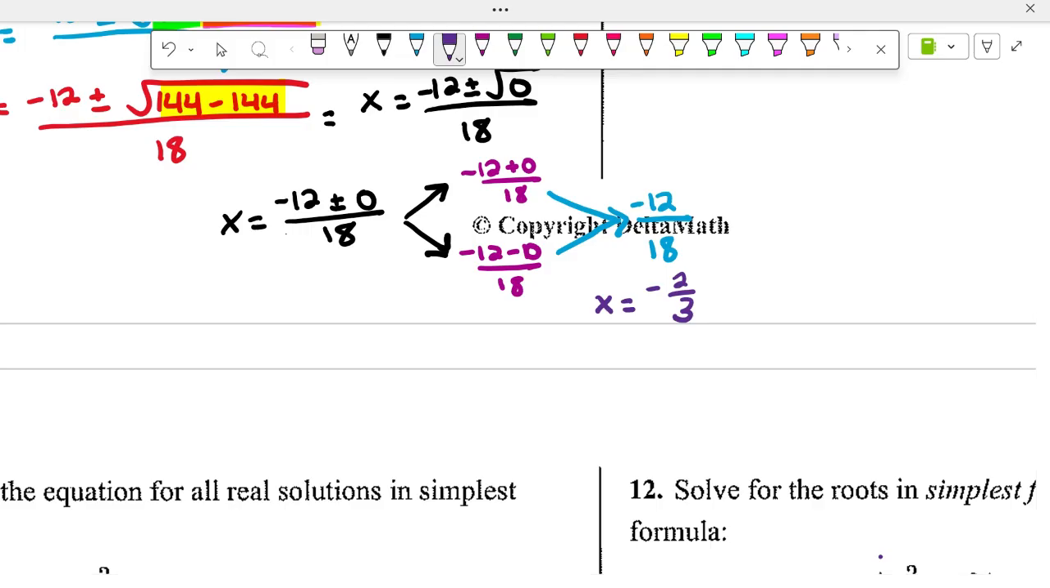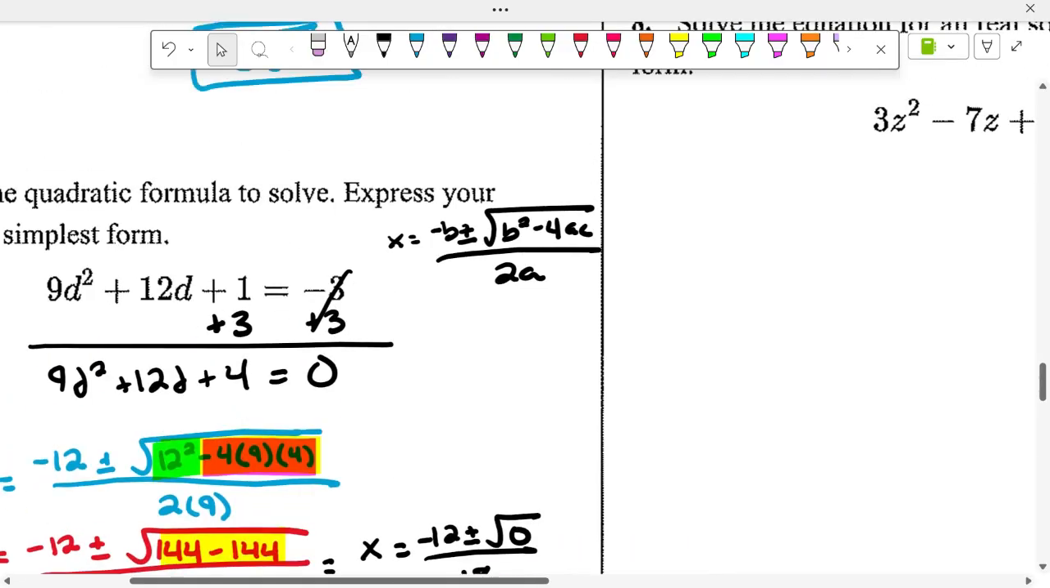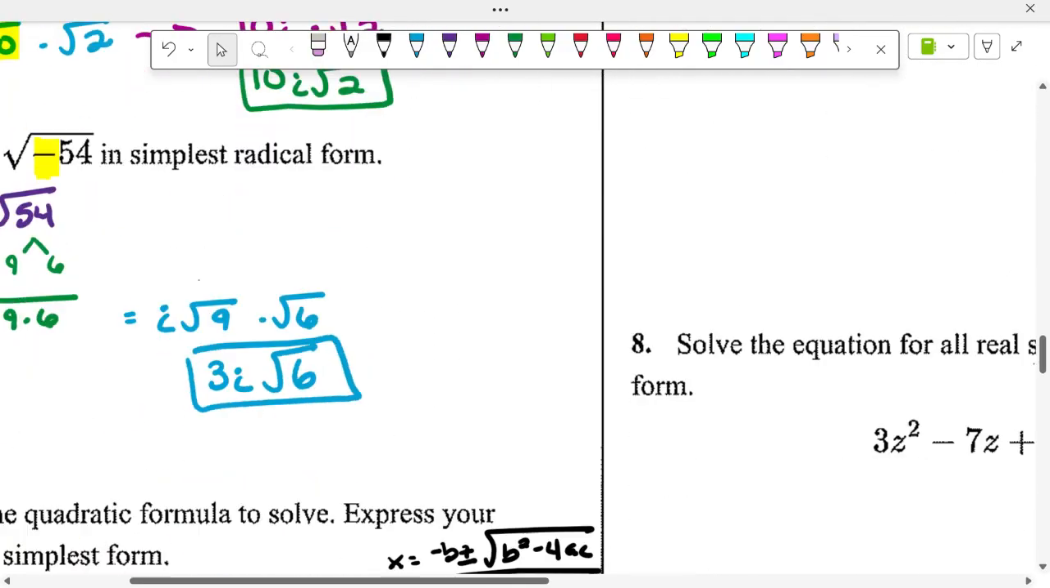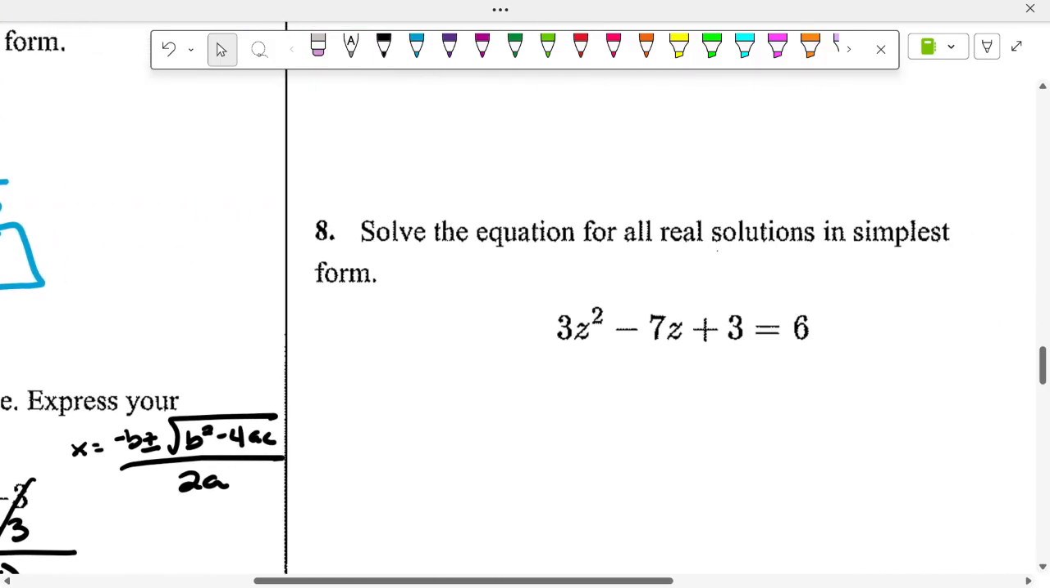You can also do the same thing in Desmos. So my answer is x is equal to negative 2/3. Any questions on that one? So that was one where we had a rational answer, meaning that the square root got gone. All right, let's look at another one.